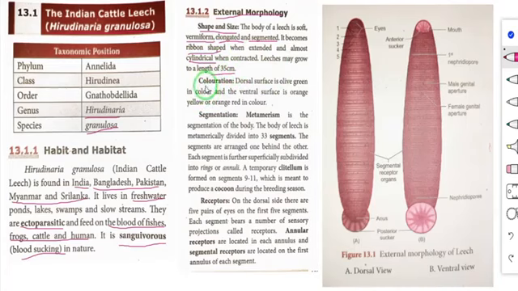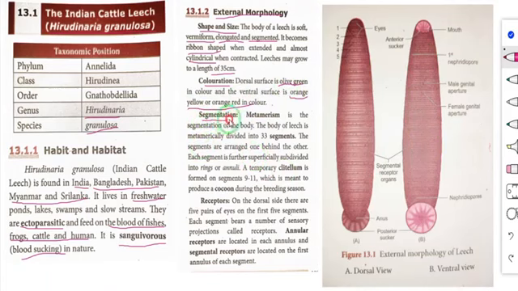The next one, coloration. Dorsal surface is olive green in color and the ventral surface is orange yellow or orange red in color. So this is the dorsal view, dorsal surface. This dorsal surface is olive green in color. This is the ventral surface, and this ventral surface is orange yellow or orange red in color. Okay. The next one, segmentation.